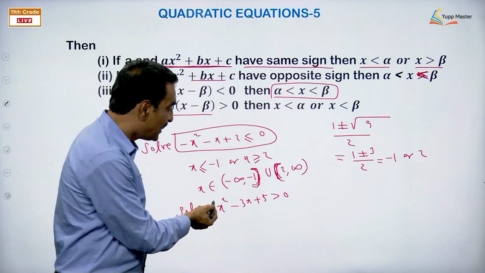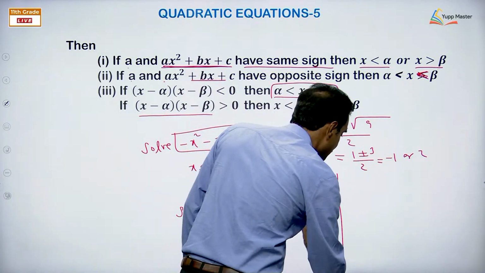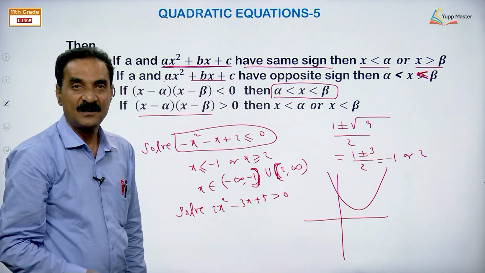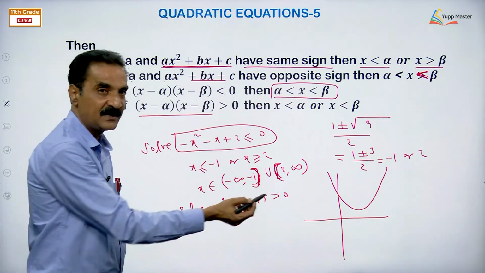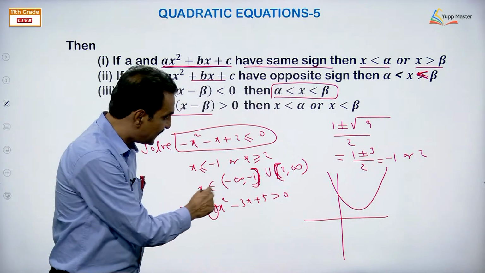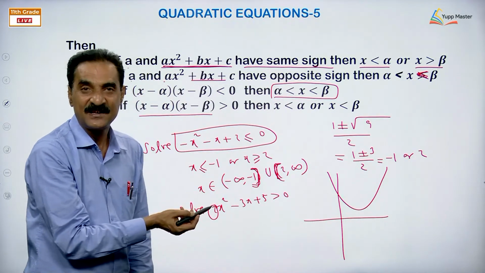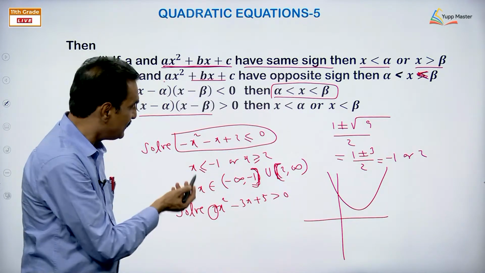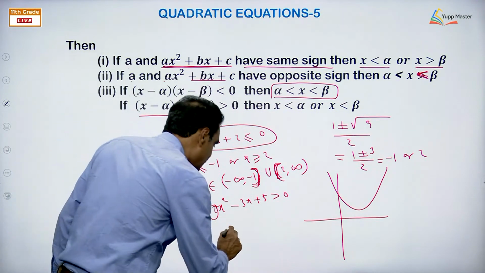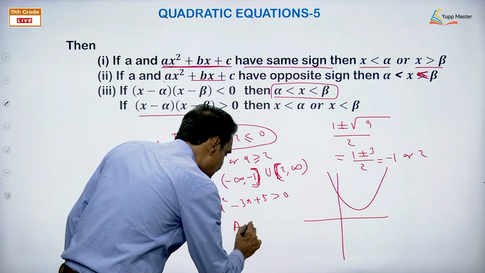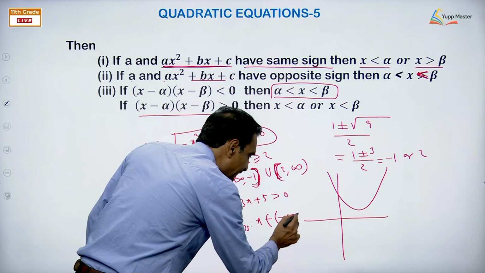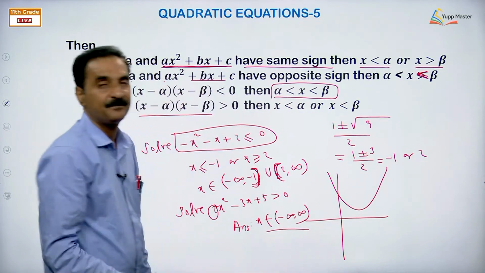Then when is it positive? When its graph is completely above the x-axis with concavity upwards. Concavity is upwards because a is positive. The graph does not intersect the x-axis because the roots are imaginary, delta is negative. Then when is it true? For all real values of x it is true. Then you will write the answer as x belongs to all real values, minus infinity to plus infinity.